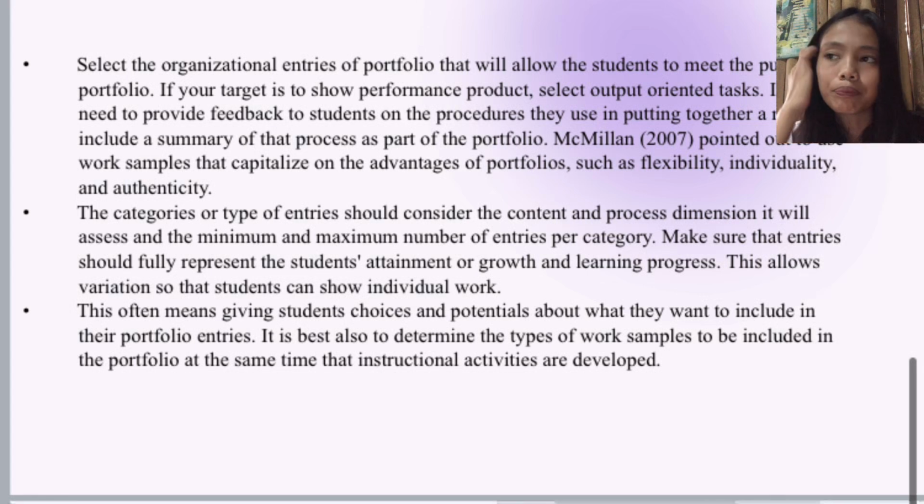Next is to select the organizational entries of the portfolio that will allow the students to meet the purpose of the portfolio. If your target is to show performance product, select output-oriented tasks. But if you need to provide feedback to students on the procedures they use in putting together a report, include a summary of that process as a part of the portfolio.